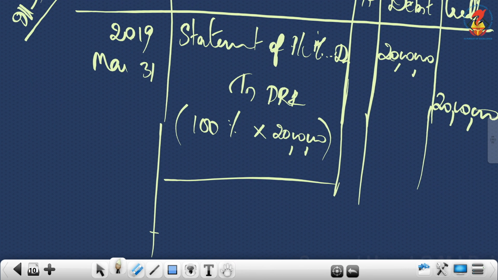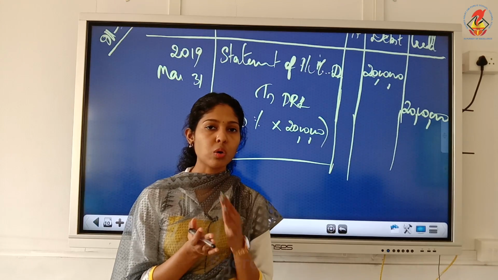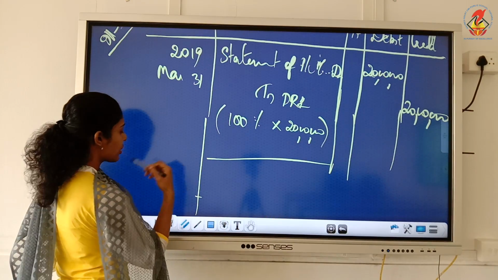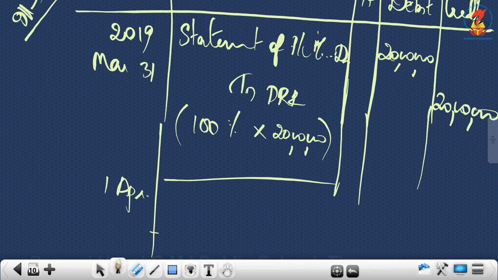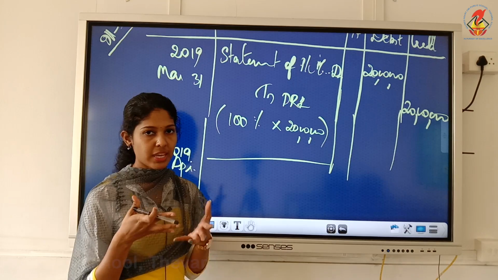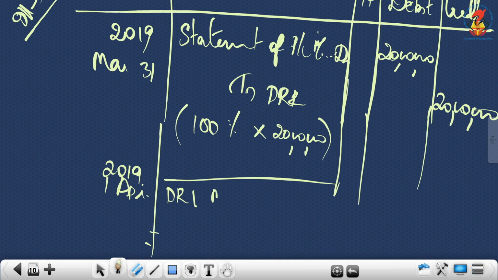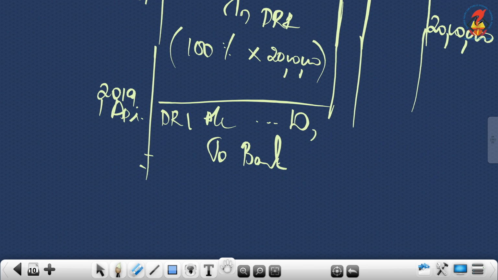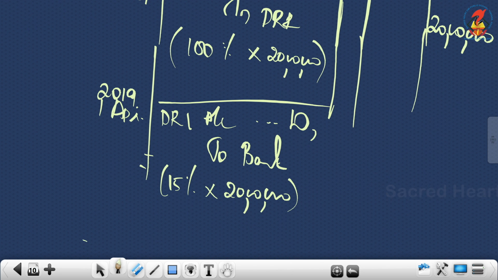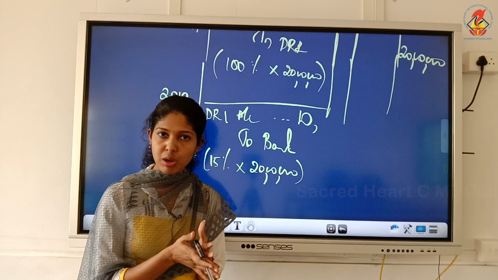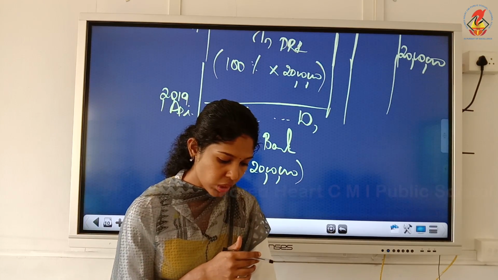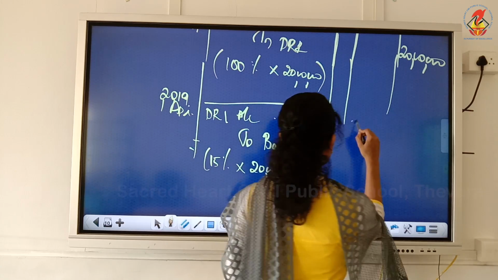What is your second step? You have to invest in DRI on or before 30th April. So we'll assume the date as 1st April. Same year 2019 itself, because in 2020 we have to do the redemption. So 1st April 2019 we will do investment. DRI account debit to bank account. How much will you invest? 15% of total face value of debentures to be redeemed this year. We are redeeming entire amount this year. So 20 lakhs into 15%, which is 3 lakhs.